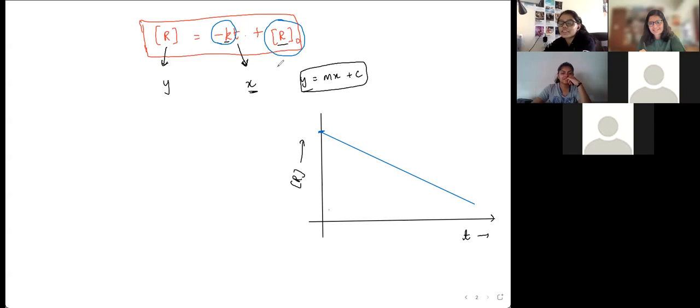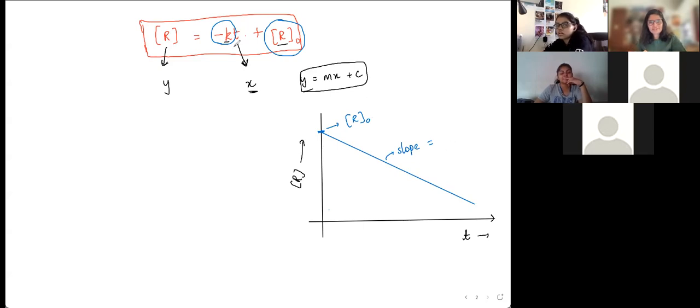We're not doing R naught. Sorry, yes. The y-intercept represents the initial concentration R naught, and its slope will be equal to the rate of the reaction.